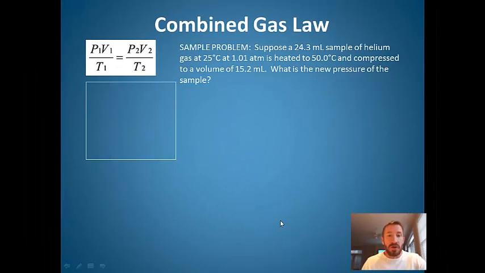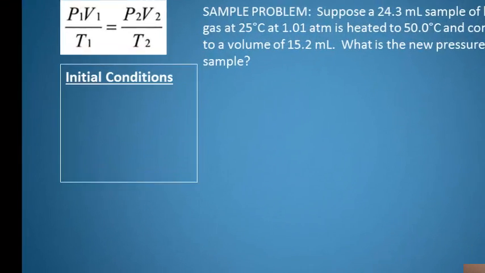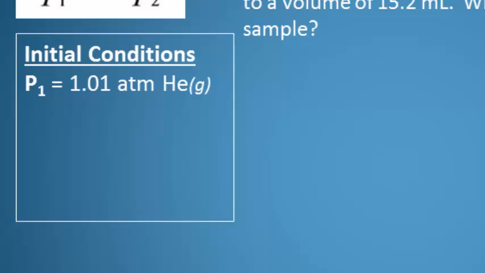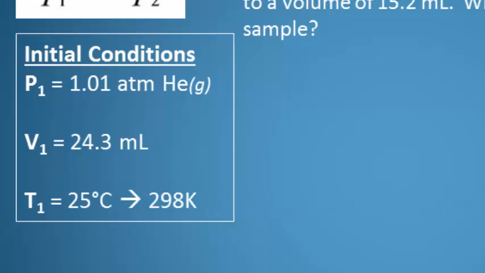So first we look at our initial conditions. Our initial conditions are our pressure. Our first pressure is 1.01 atmospheres. Our next is our initial volume, which is 24.3 milliliters. And next would be our temperature, and our first temperature is 25 degrees Celsius, which we need to change to Kelvin. We'll change that to 298.